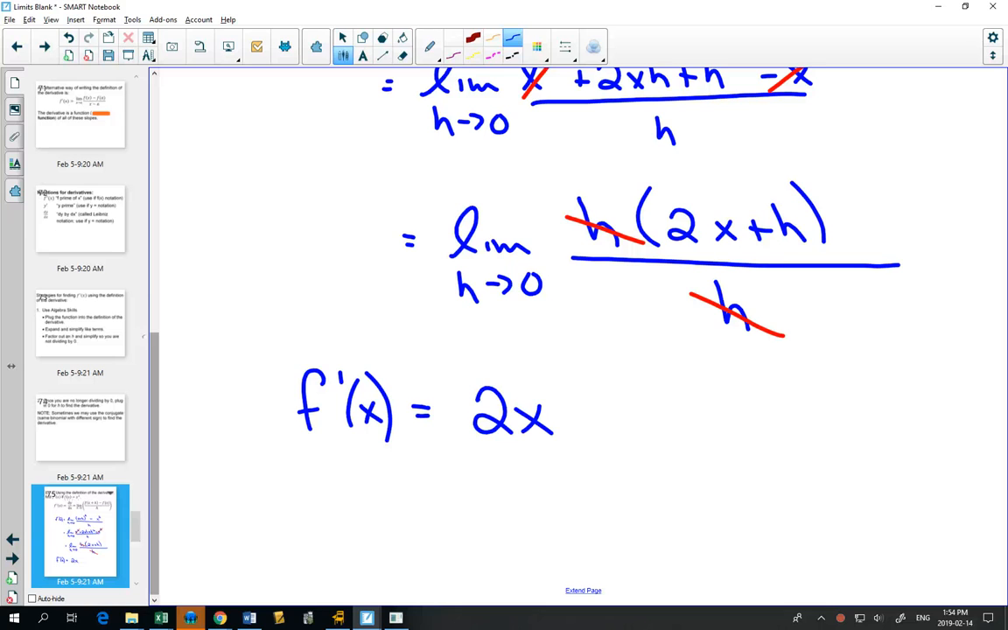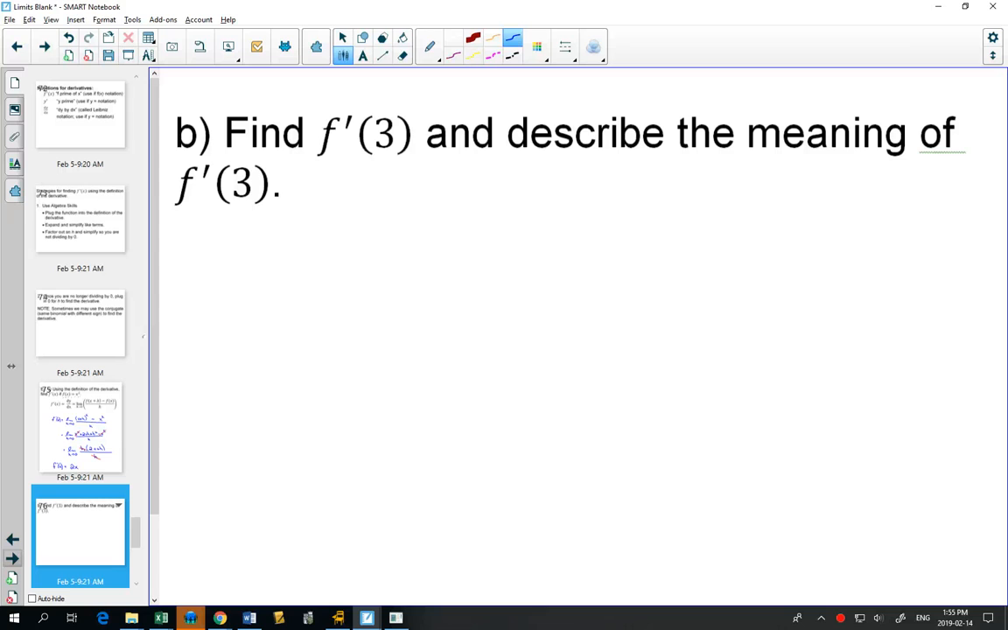Now, what I'm going to do next, instead of moving along with the examples, is just do a review. I'll do part B for this one first. Part B says, find f prime of 3 and describe the meaning of f prime of 3.